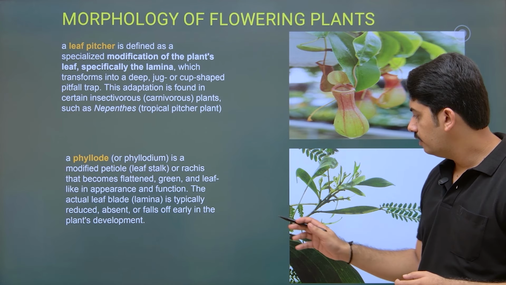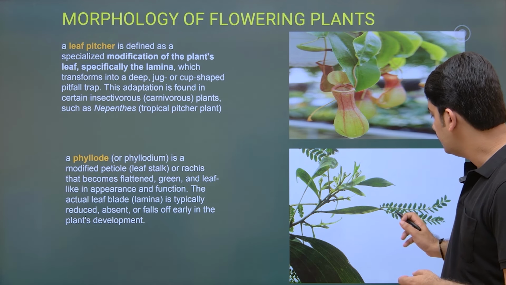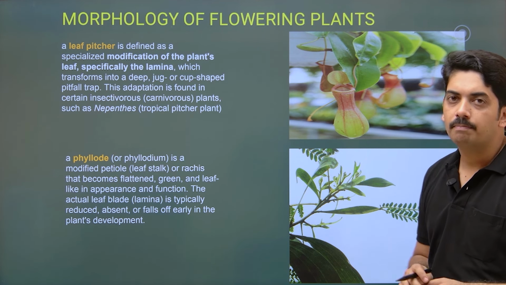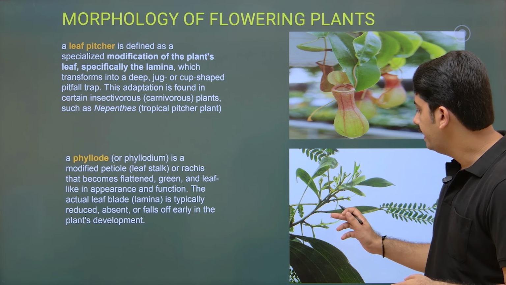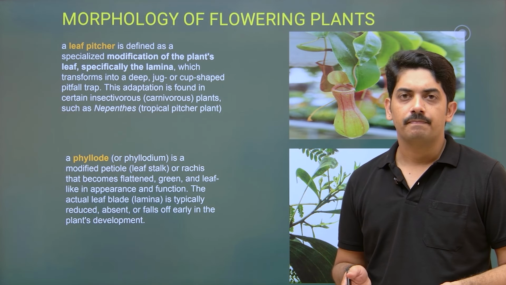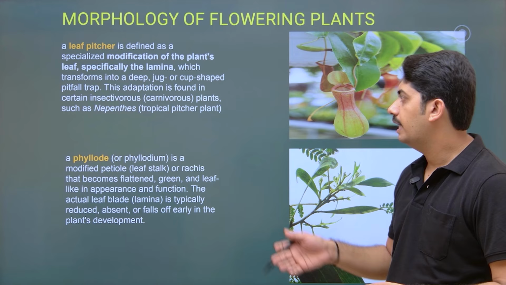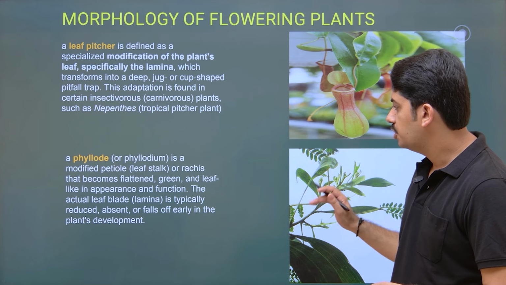Phylloid, here you can see this is the acacia plant. The tip of the leaf actually consists of a compound leaf, but it is a temporary leaf, it will wither off, and the petiole part will expand and act as a leaf, helping in photosynthesis, and that we call phylloid, very common in acacia plants.